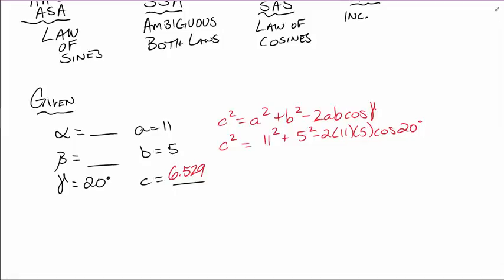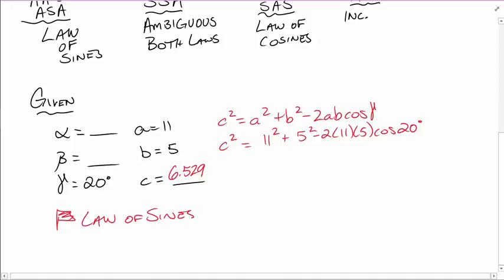At this point, I can now determine the other two angles using the law of sines, or the sum of the interior angles equaling 180. A big red flag for us here is the law of sines is going to fail us when we are looking for an obtuse angle. So we do not want to use it for obtuse angles.